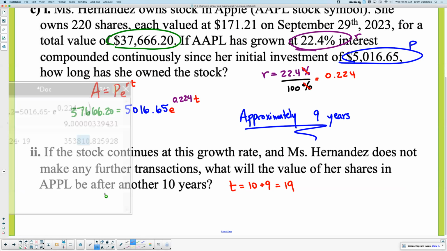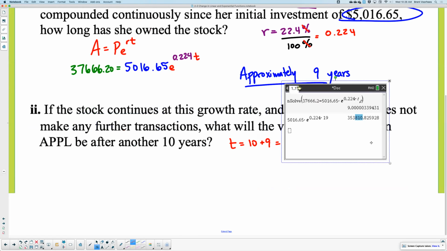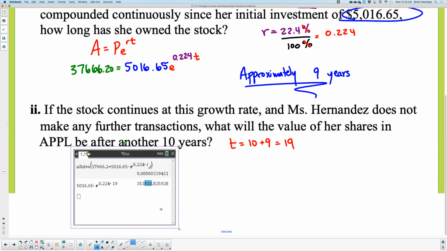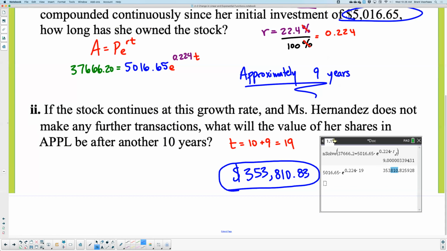Let me copy that over. Shrink it down so I can have that number. I'll put it right there. We're going to say now the value is 353,810. Let's walk through this one more time. And 83 cents. This is not realistic for you today because we can't predict the future.